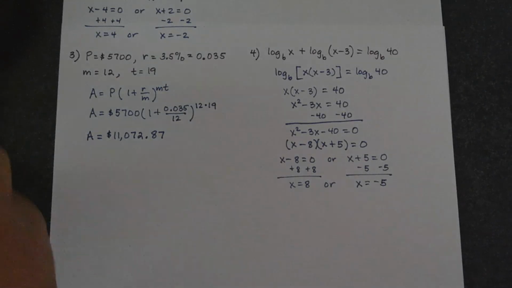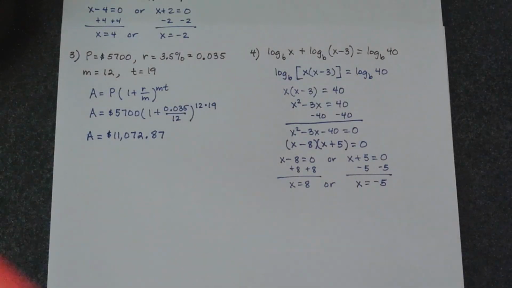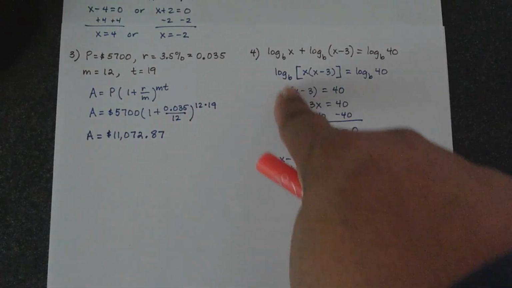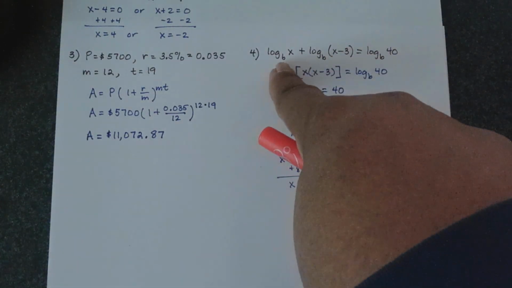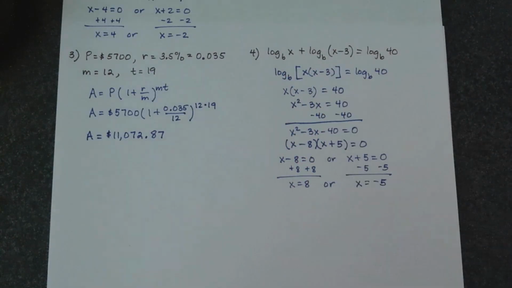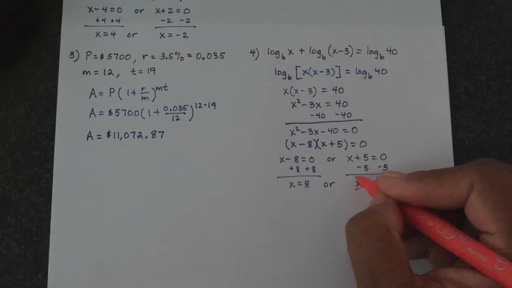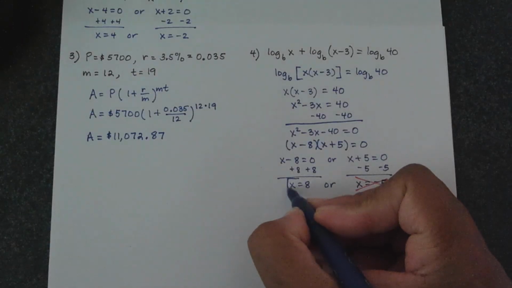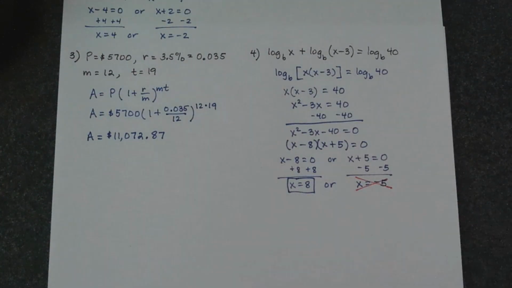Now, one of these is the exact solution to this equation. And the one you can eliminate is this x equal negative 5, because if I replace the x with negative 5, I'm going to have a log of a negative here and also a log of a negative here. I cannot take the log of a negative number. So x equal negative 5 has to go. That would mean x equals 8 is the solution to that logarithmic equation.